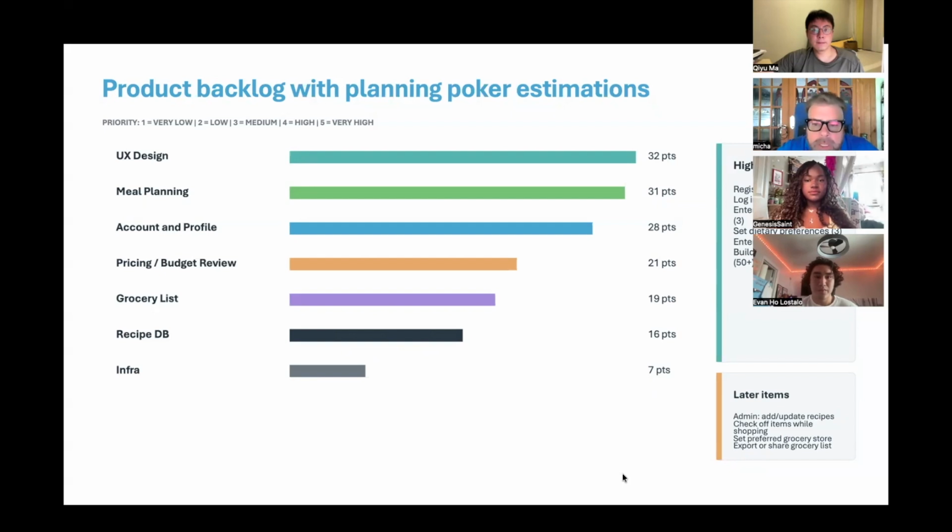The user experience design is 32 points. Meal planning is 31 points. They're the most complex, sitting at the top. Infrastructure, 7 points, is the lightest lift. The right side calls out the highest priority items for early sprints, things like user registration, login, budget entry, dietary preferences, and building the core recipe database. Alongside later phase features like grocery store preferences and list sharing, this tells stakeholders what ships first and what comes later.